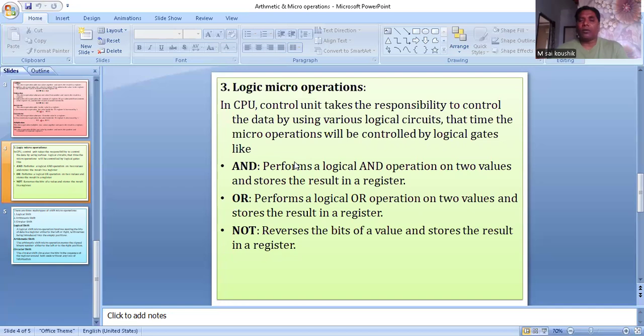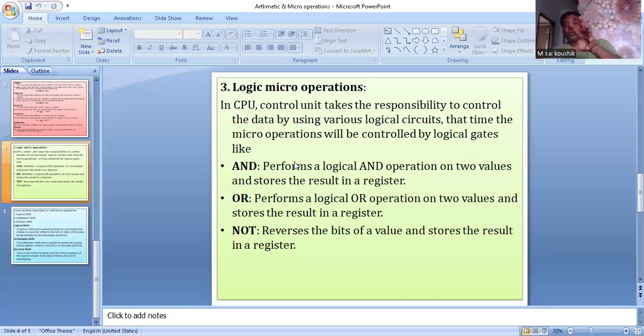AND, OR, NOT. AND means what? It performs a logical AND operation on two values and stores the result in a register. OR means simply perform a logical OR operation on the two values and store the result in the register. NOT means reverse. For example, input 0 means automatically 1 will be accepted, and 1 means 0 will be accepted. Reverse the bits of a value and store the result in a register.